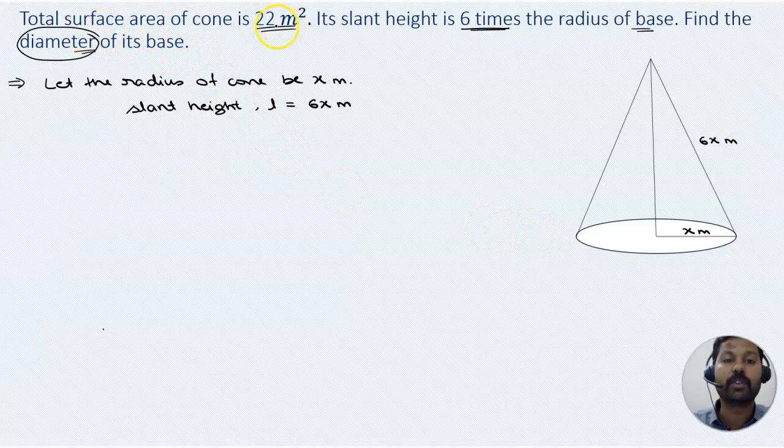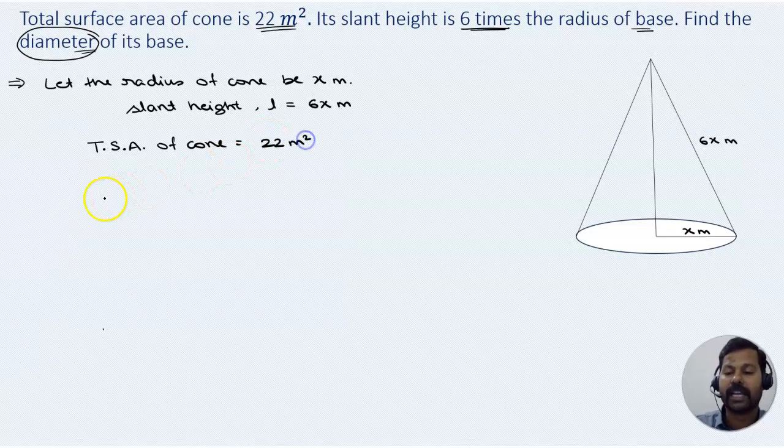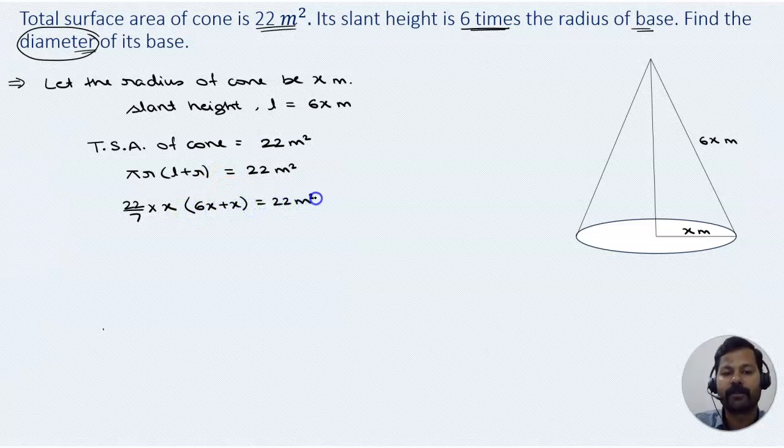Now here we are given the total surface area of the cone. So total surface area of cone is given as 22 meter square. As we know, the formula for total surface area of cone is pi r (L plus r), which is equal to 22 meter square. Now we'll substitute all the values. So pi is 22 by 7, r we have taken as x, and L we have found out as 6x, plus x, going to be 22 meter square.